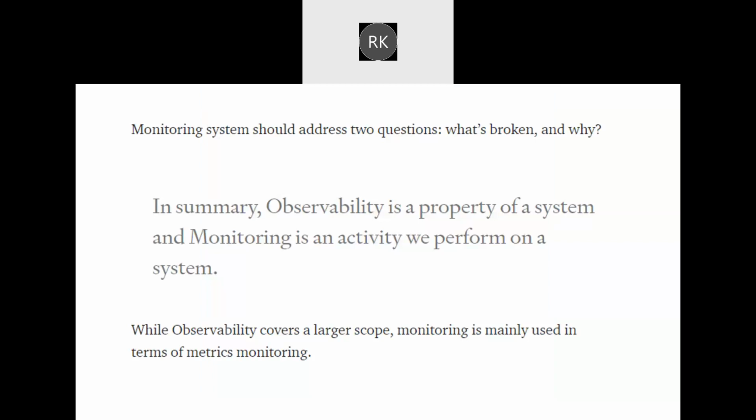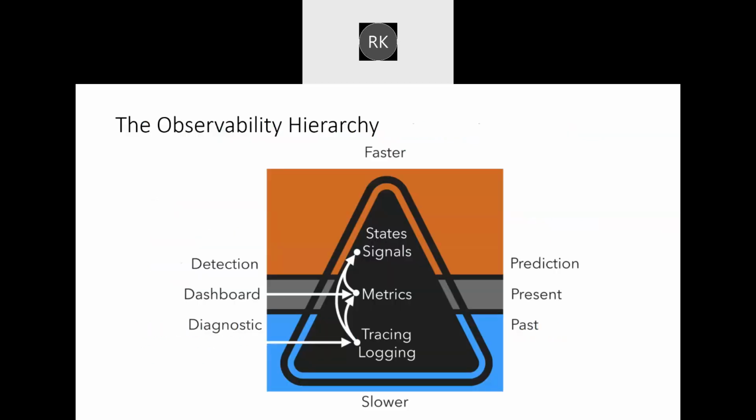Monitoring systems should address two questions: what is broken and why. While observability covers a larger scope. Monitoring is mainly used in terms of metrics monitoring. In summary, observability is a property of the system and monitoring is an activity we perform on a system.